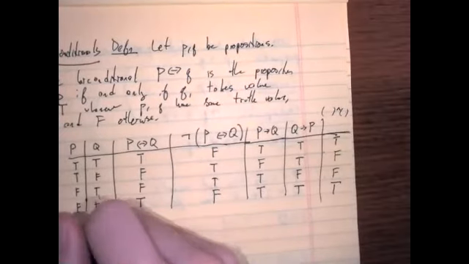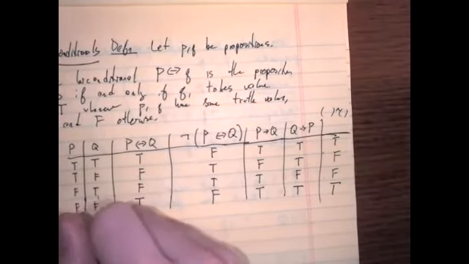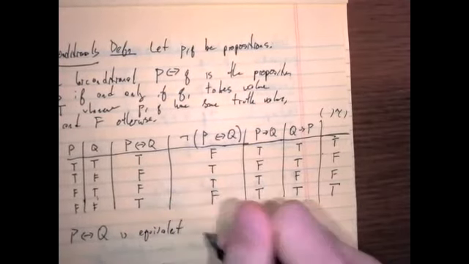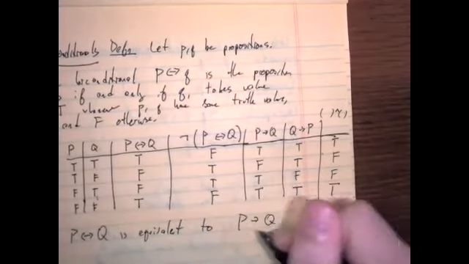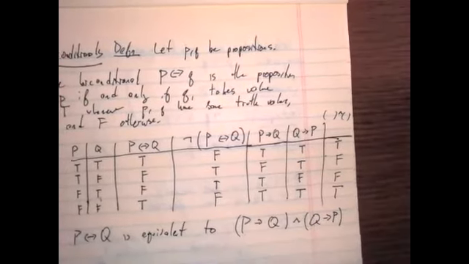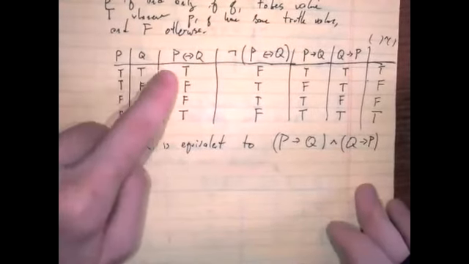So in other words, the proposition P if and only if Q is equivalent to P implies Q and Q implies P. So these are several ways of understanding what the logical content of P if and only if Q means. Any questions about this? No? Okay.